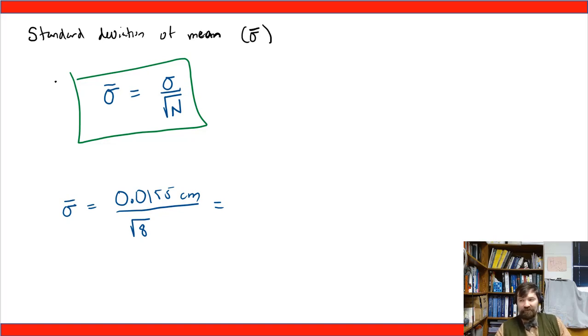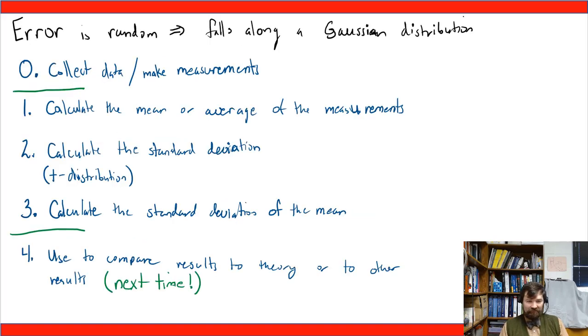And when I put all that into my calculator, I get 0.005489. So this came out to 0.005489 centimeters. Okay, and so that kind of gets us to the end of this procedure. Now there is one last thing that I want to show you in today's video.